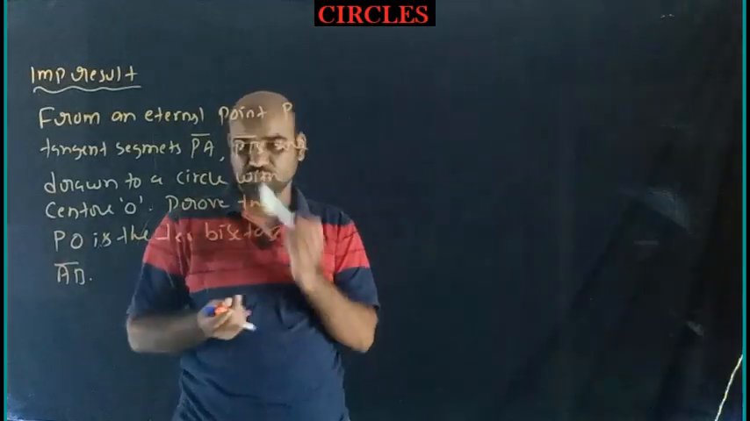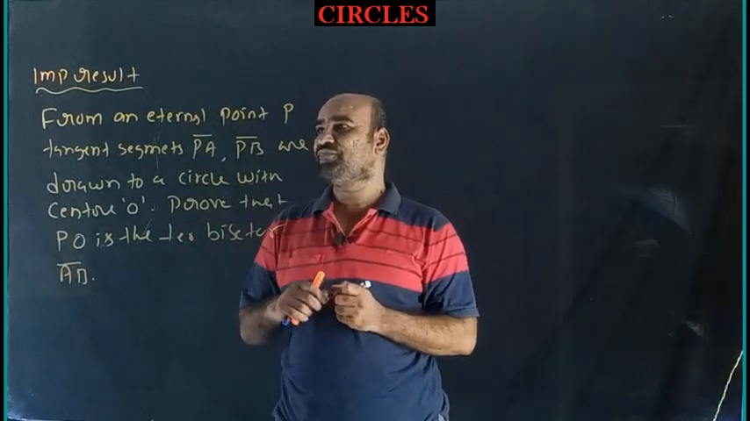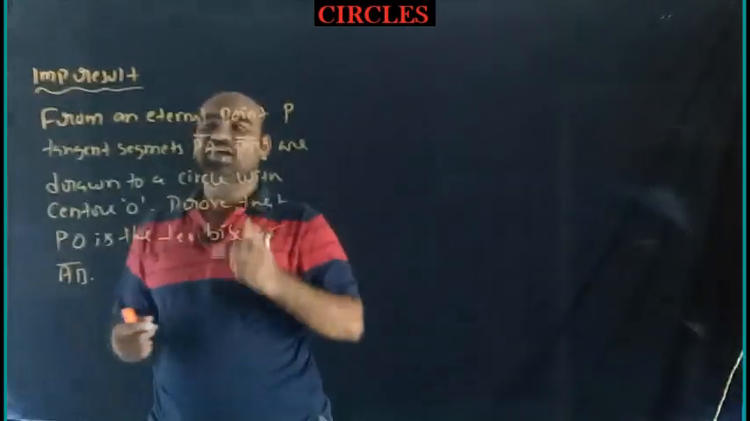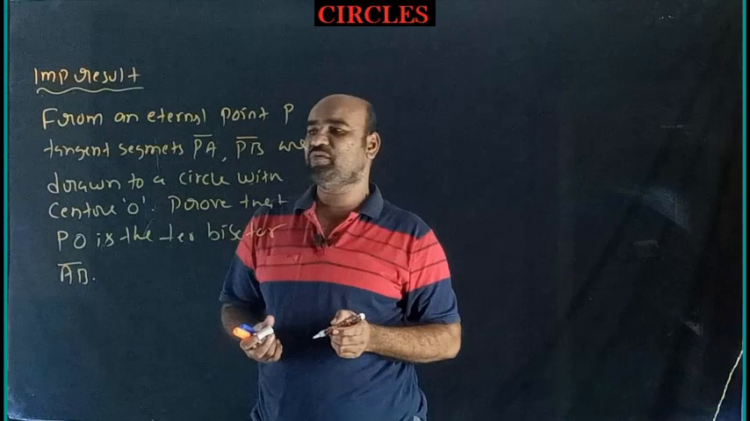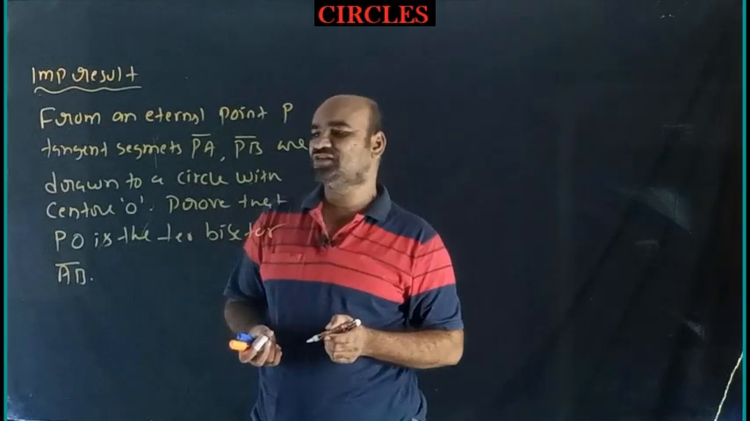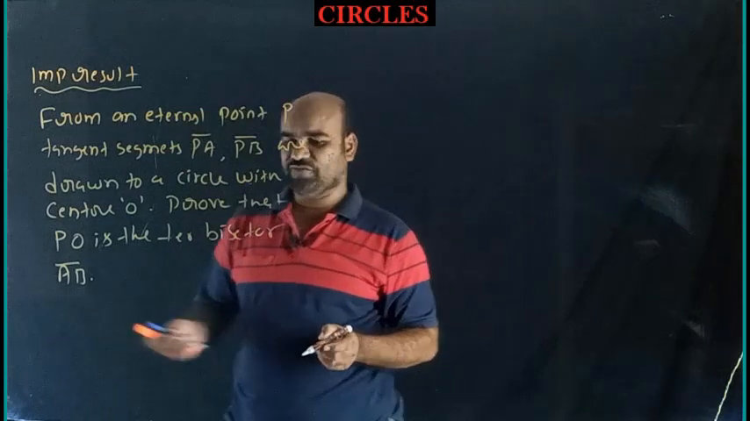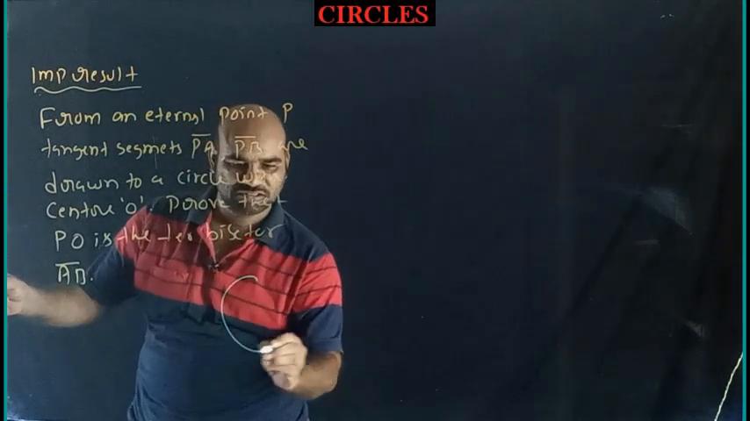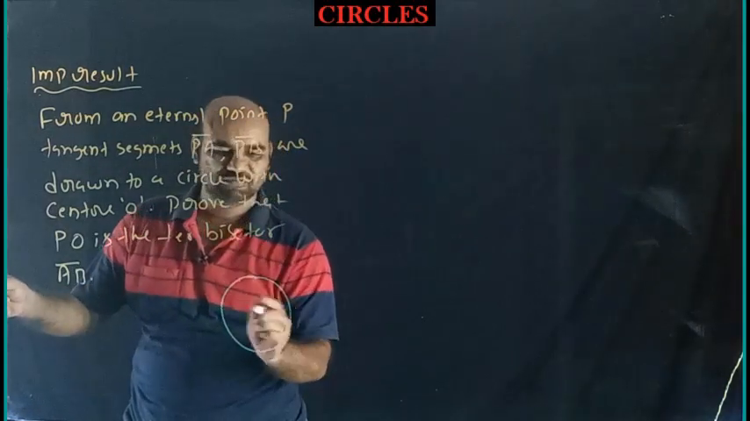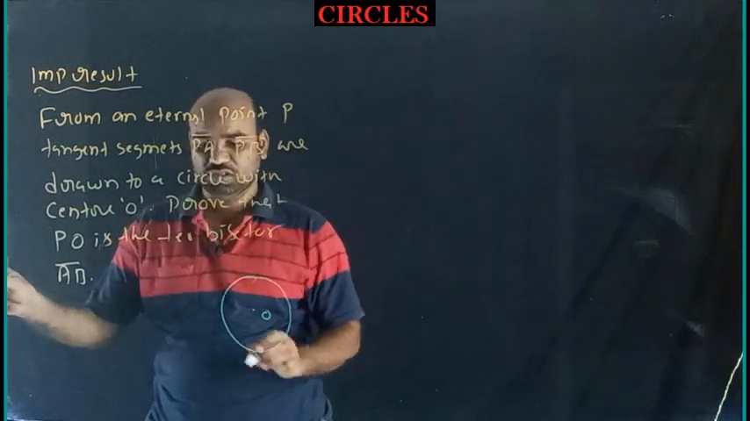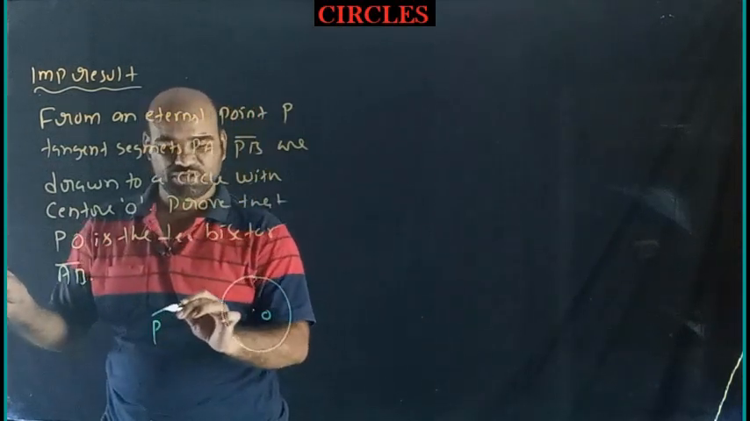So one interesting result. From an external point P, tangent segments PA and PB are drawn to a circle with center O. Then prove that PO is the perpendicular bisector of AB. See here, this is a circle whose center is O. P is an external point. Through P, two tangents are drawn.